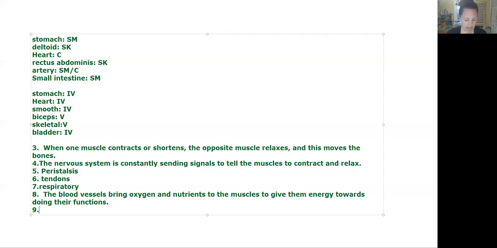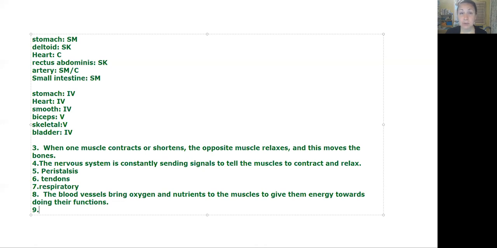All right, and number 9, explain the importance of the muscular tissue in the digestive system. So what do the muscles in the digestive tract do, and why is that important? Well, the muscles move your food through your digestive tract so that your body can absorb the nutrients it needs and get rid of the things it doesn't need.